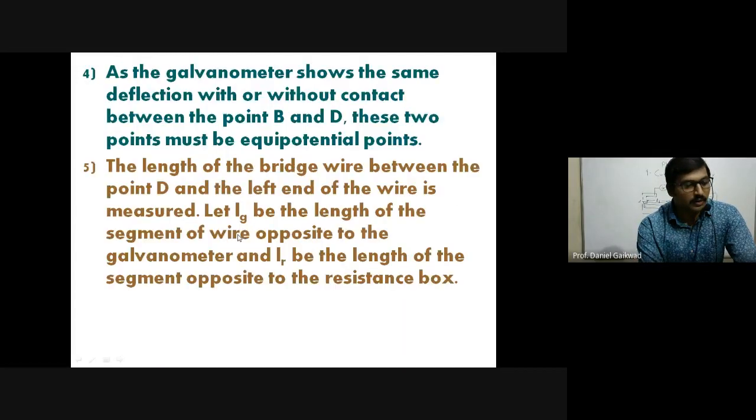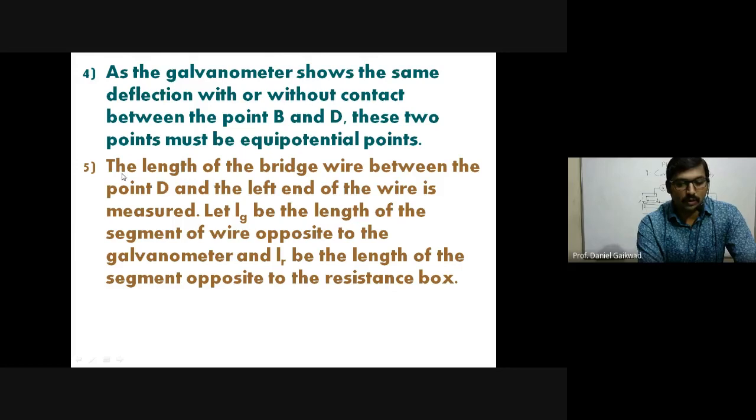Check the fourth point. As the galvanometer shows the same deflection with or without contact between point B and D, these two points must be equipotential. So when the galvanometer shows equal deflection, the two points are equipotential, so no current will flow through those points.